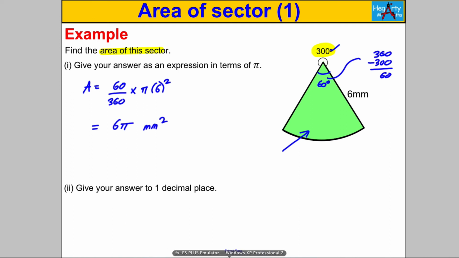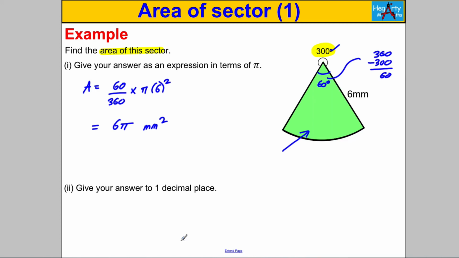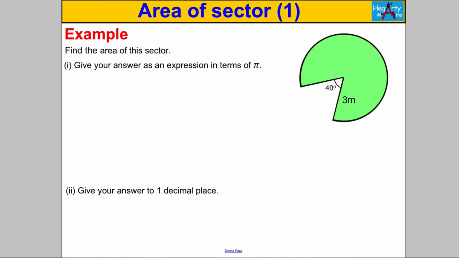If we want to round it to one decimal place, just press that button, 18.84, etc., which rounds to one decimal place as 18.8, the unit millimeters squared. And last question, pause the video and have a go. Very similar idea here. We want the area of this sector, we want the area of this, so we need this angle inside. So we're going to work that out by doing 360, take away the 40 that's been given to us, so we have 320 degrees.